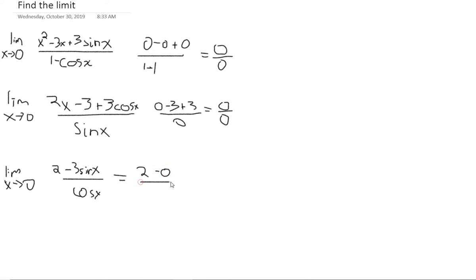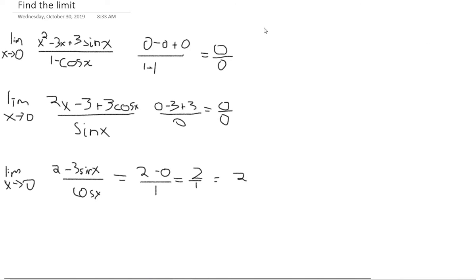This should be cemented in your brain by the end of this problem. We've done so many limits to 0 of sine. And then cosine of 0 is just 1. So we finally have an answer here. We're going to get 2 over 1, or just 2. So the limit as x approaches 0 is 2.